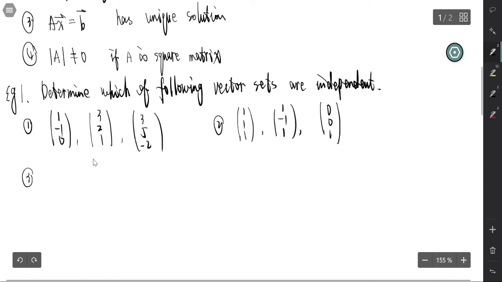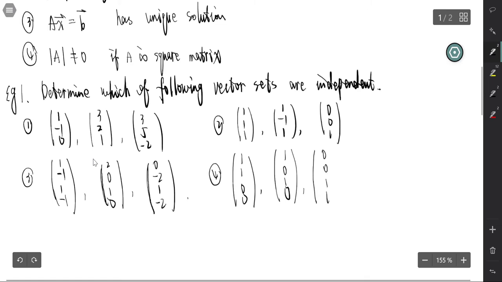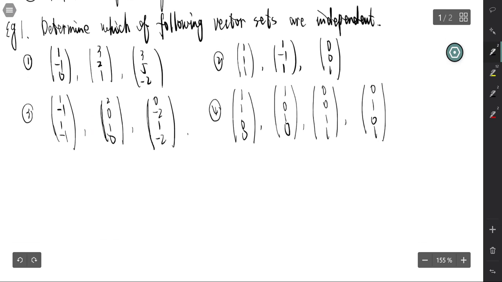The third set is (1, -1, 1, -1), (2, 0, 1, 0), and (0, -2, 1, -2). And the fourth set: the first vector is (1, 1, 0, 0), the second is (1, 0, 1, 0), the third is (0, 0, 1, 1), and the last one is (0, 1, 0, 1).